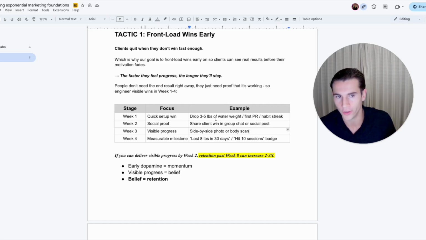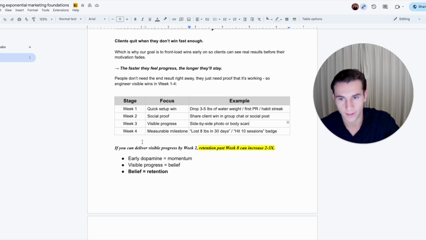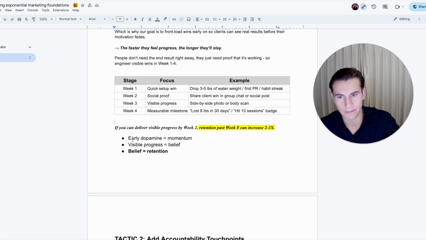And they'll point something out that I didn't even see. Oh my God, my ankles look thinner. That was a huge insecurity of mine, my ankles. And boom, right there. And then week 4, measurable milestone. They lost 8 pounds in 30 days. They hit the 10 sessions badge. Things like this just to give some dopamine and momentum.